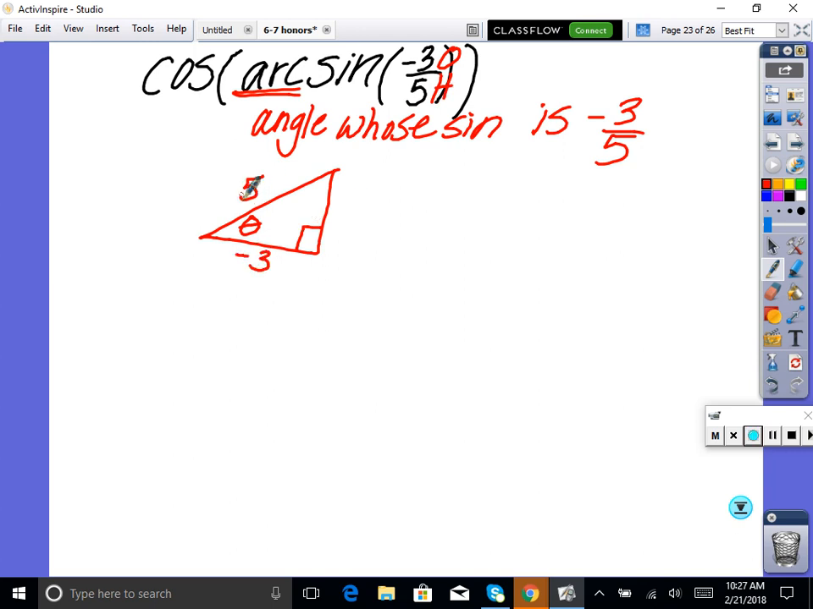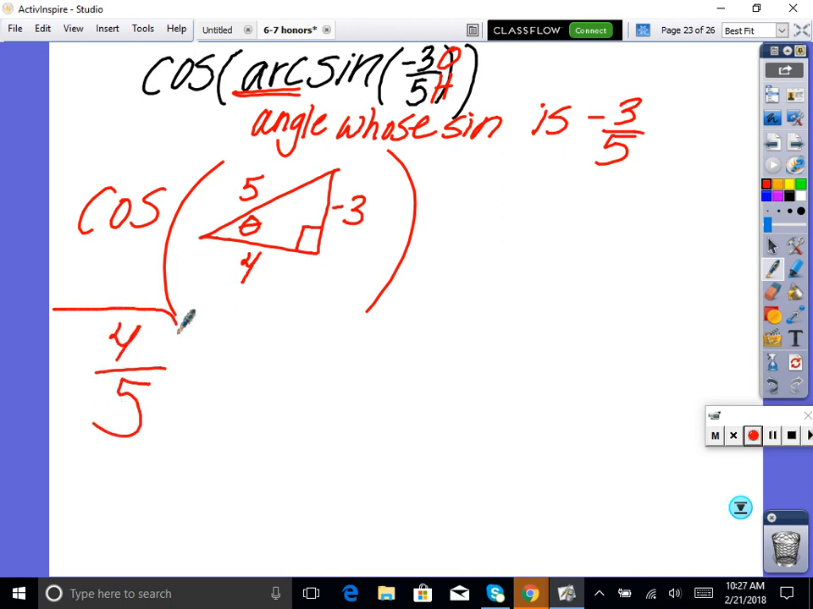-3/5. Opposite should have been here. Good point. So now let's do the Pythagorean theorem. Now it asks us to find the cosine of that triangle. So we quickly find that. It's going to come out to be 4. So then you would say, okay, cosine is adjacent over hypotenuse. So my answer is 4/5.